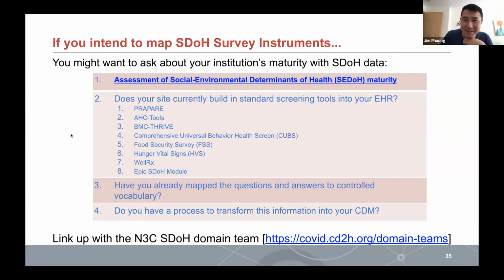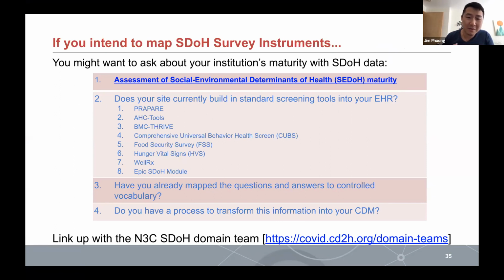So this is a call to action. If you are asking questions about social determinants of health and survey instrument screening and mapping, you might want to ask, what's your site's maturity with social determinants of health data? What we can see is from N3C, but from a certain site, I can ask my own site about the maturity with this type of information.